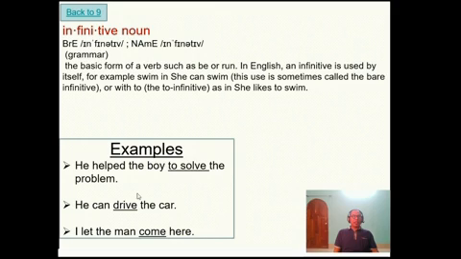He can drive the car. Here drive is an infinitive, and here to is omitted as it has been used after a modal verb. So this is called bare infinitive or zero infinitive. I let the man come here. Here come is also zero infinitive or bare infinitive.